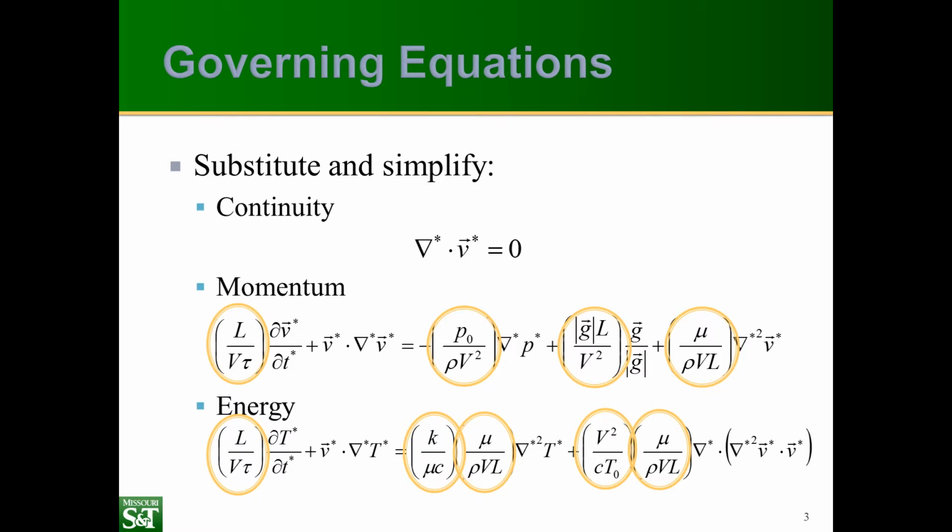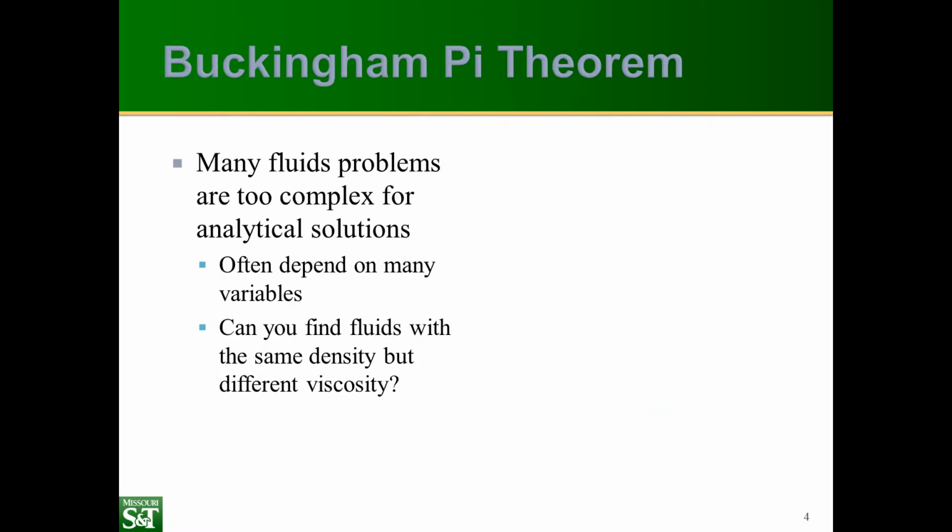Now, many fluids problems are too complex to come up with actual analytical solutions. There's so many variables to account for, and so on. Now, when we design experiments, it's usually best to change each individual parameter and observe how the result changes to come up with a model. That's not always practical. For instance, it's very difficult to find 2 different fluids that have the same density but different viscosity. So we want to think about ways we can simplify this, and one way we do this is the dimensionless terms, using dimensionless products.